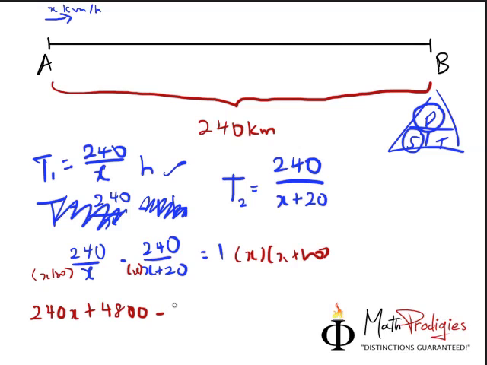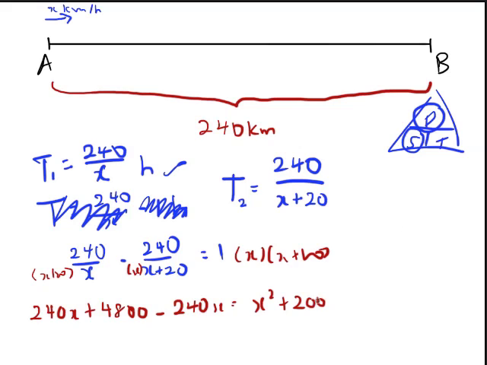4800 minus 240x is going to give you x times x squared plus 20x. Oops, hold on, not enough space. Is it 200? No, it's plus 20x. Okay, so from here, what do we do? We bring all the x squared and all the x to one side. 240x minus 240x, so that's gone. x squared plus 20x minus 4800 is equal to 0.